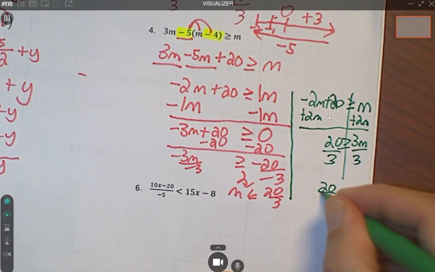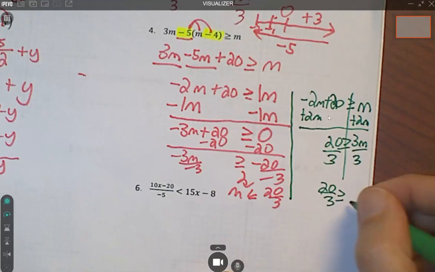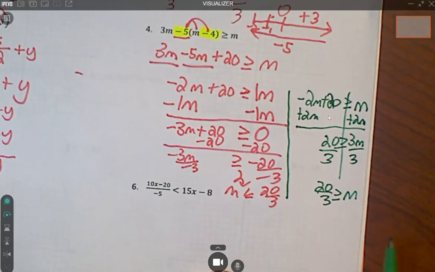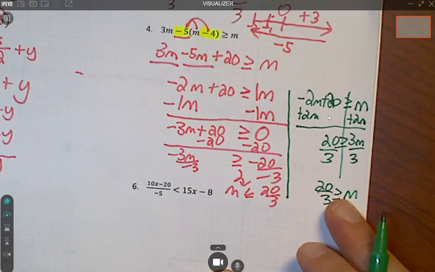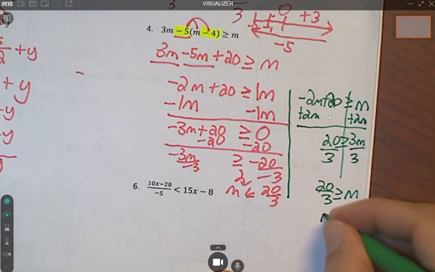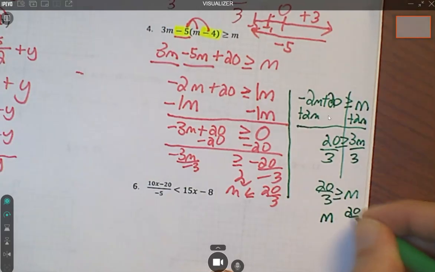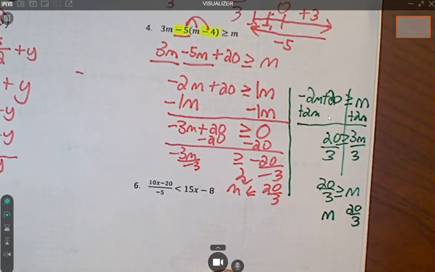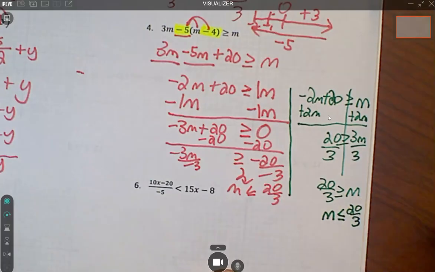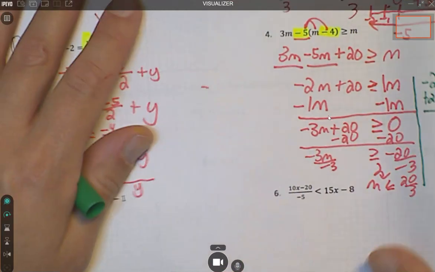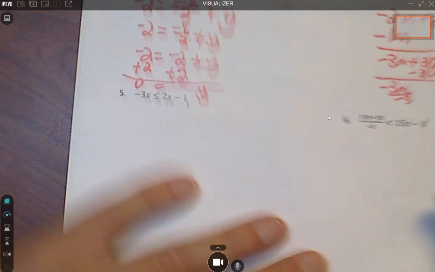Now, I'm very particular about how I like my answer. That is an acceptable answer, but to me, that variable should be on the left. So I got to flip that sign because M's smaller. Okay, moving along.